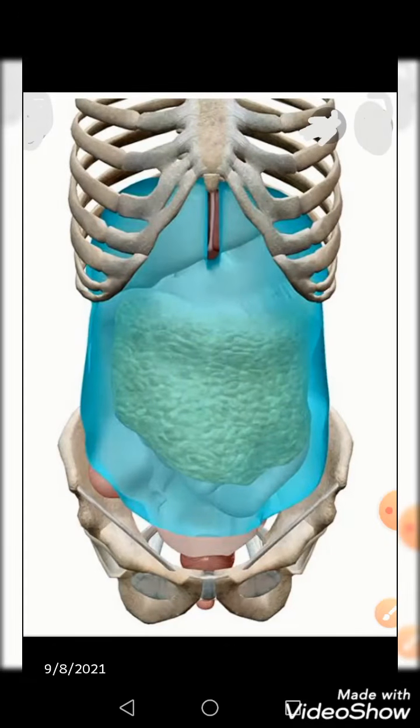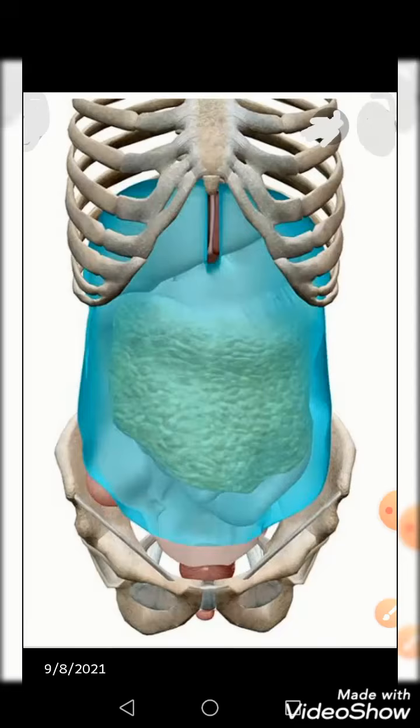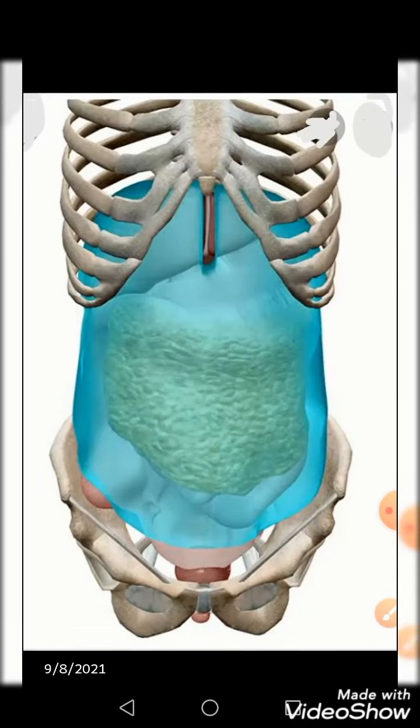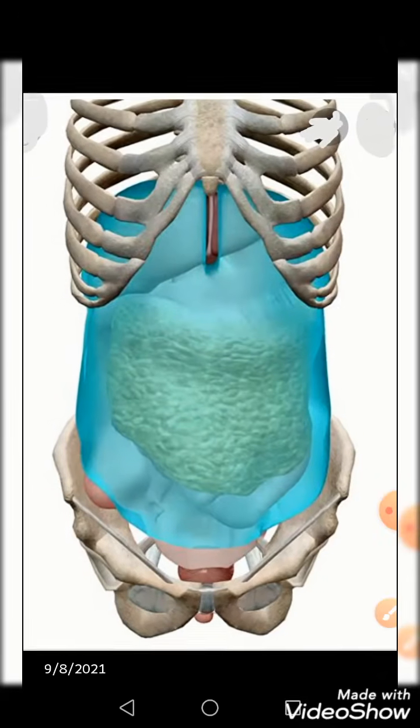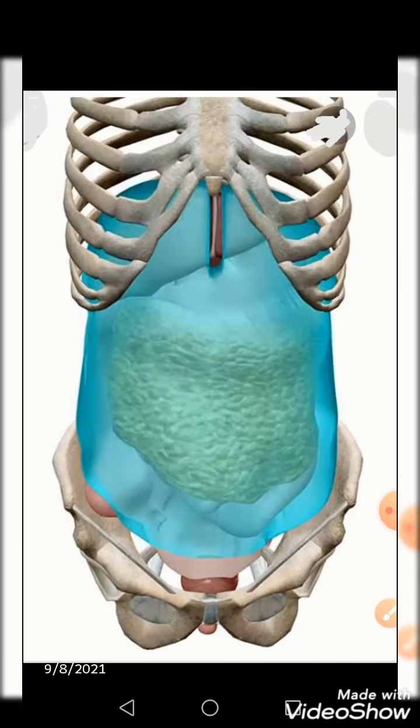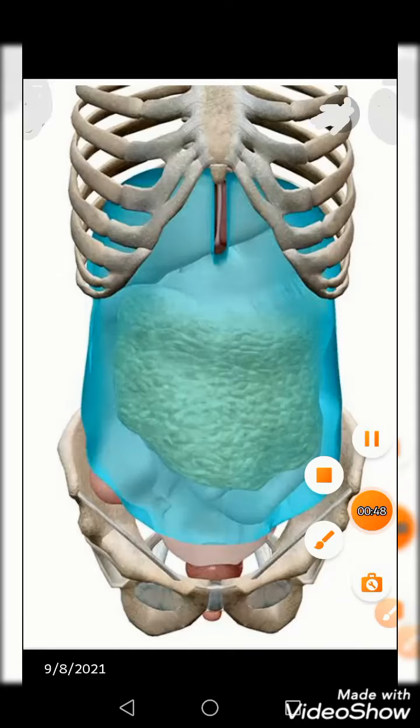And when you see that it is present against the body walls, anterior and posterior abdominal walls, it is called parietal peritoneum, right? And when it is present over the organs, it is called visceral peritoneum, right?